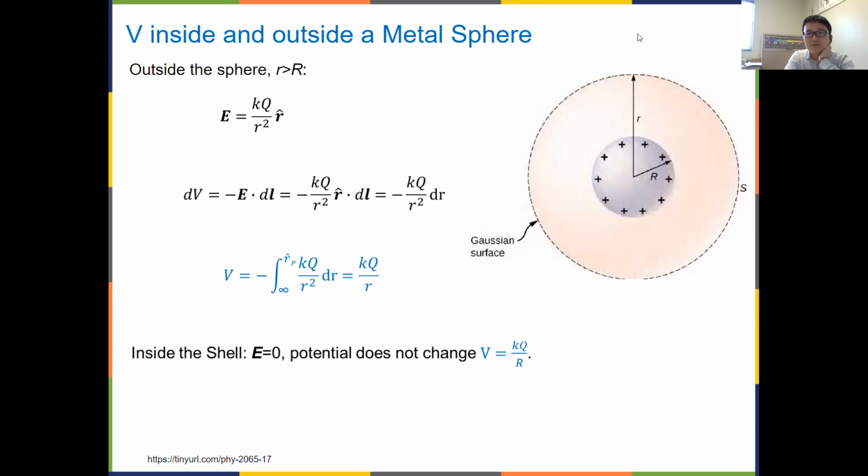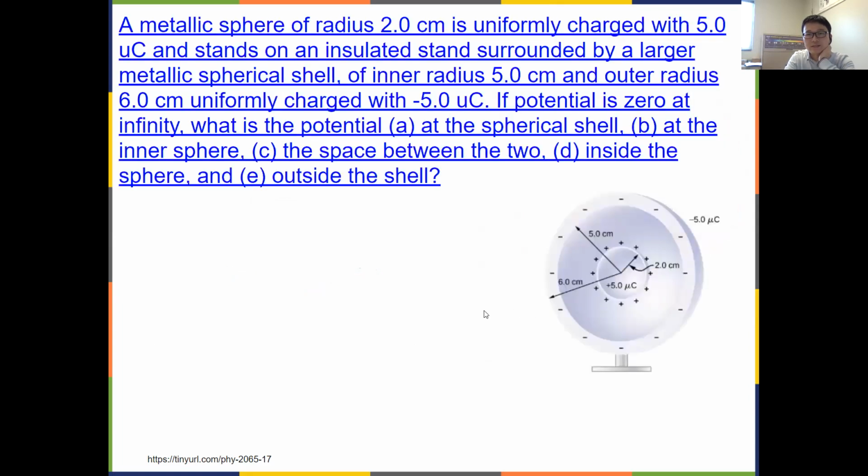So it increases from 0 to kq over R, and then now stays the same throughout. Okay, the conductor. All right. Let's take a look at the first example here.